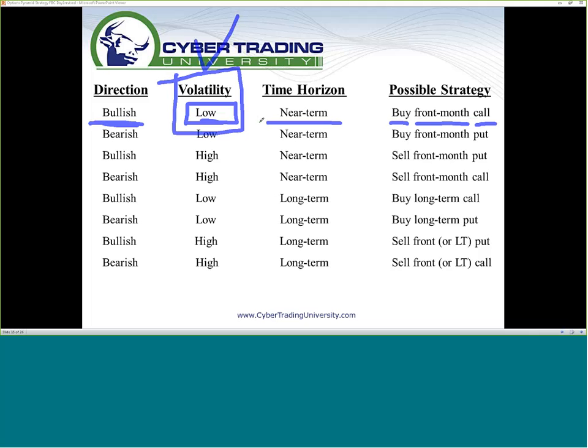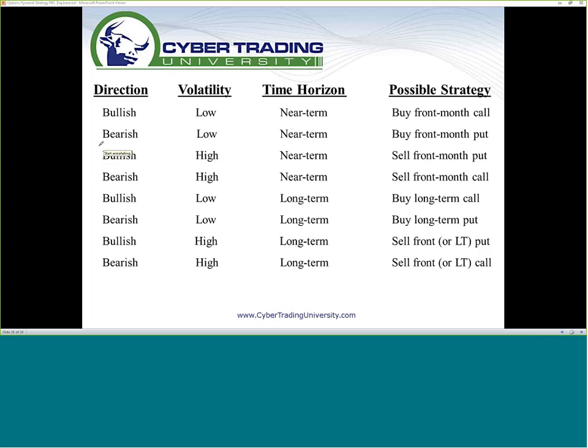Which should we buy, a long-term option or a short-term option? Well, in the near term, we probably want to buy a short-term option, an option that will expire soon. The other reason being is that if we buy a long-term option and the stock goes up, we're not going to make as much money. The shorter-term options give us a better ROI, return on investment, because they react more closely with the actual change in the stock price.